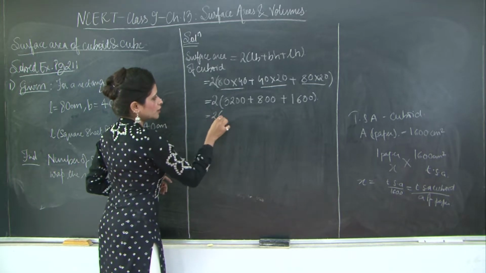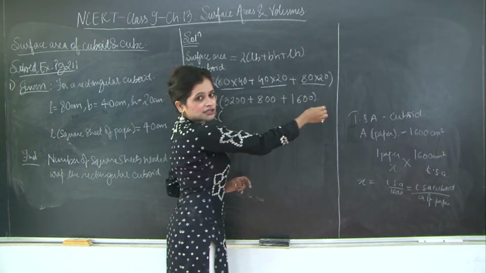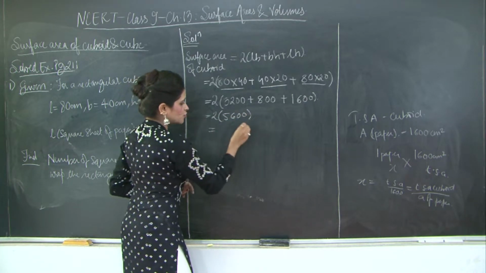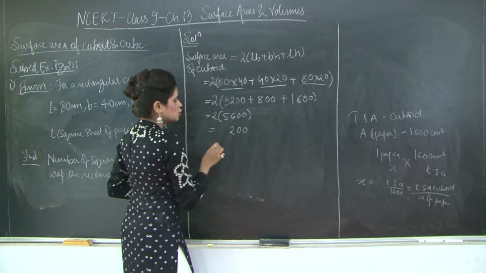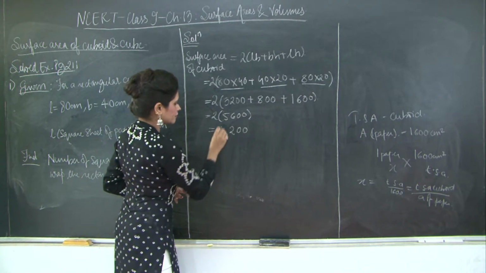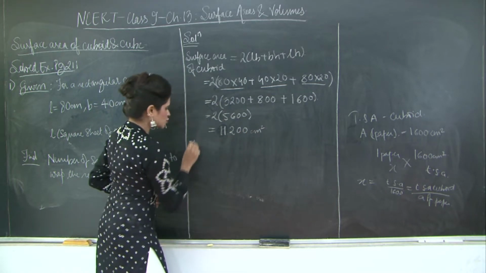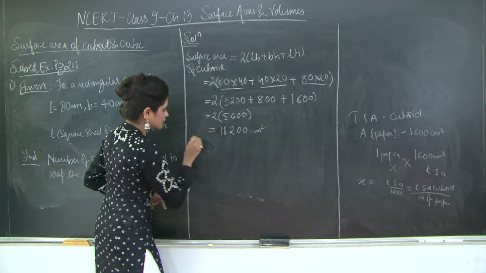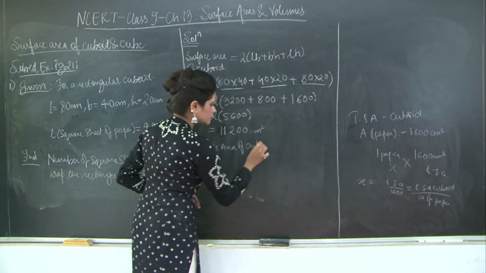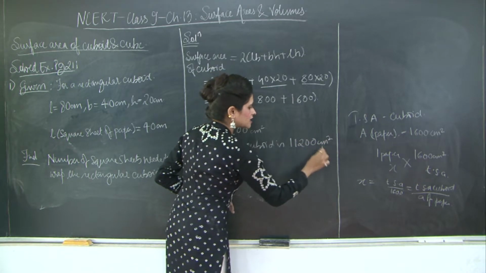Now, 3200 plus 800 is 4000. 4000 plus 1600 is 5600, right? So, this is going to be 2 into 5600: 2 zeros are 0, 2 zeros are 0, 2 6s are 12, 2 5s are 10 and 11. So, 11200 centimeters square. Therefore, total surface area or surface area of cuboid is 11200 centimeters square. Let's mark this as 1.